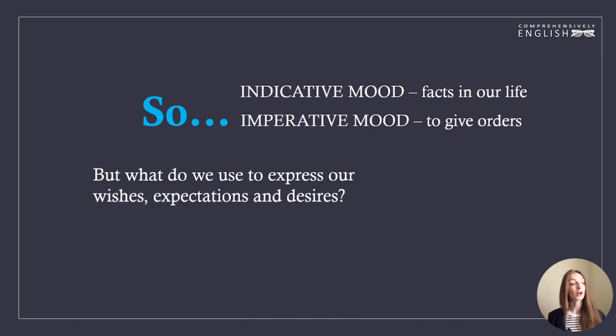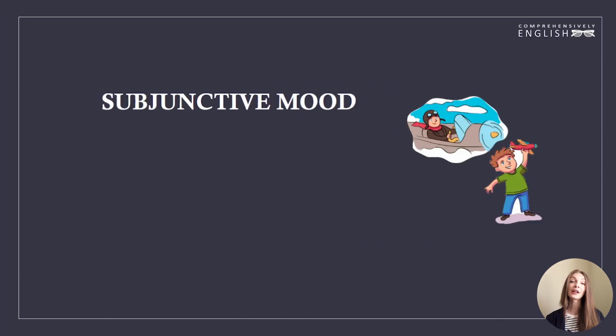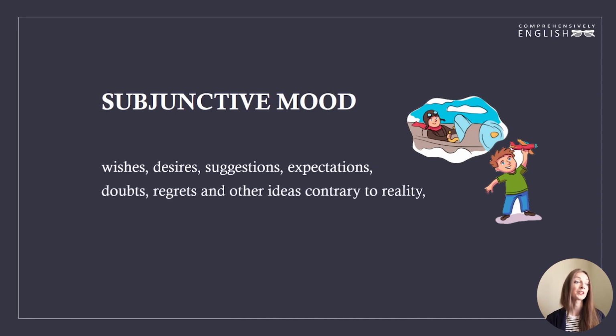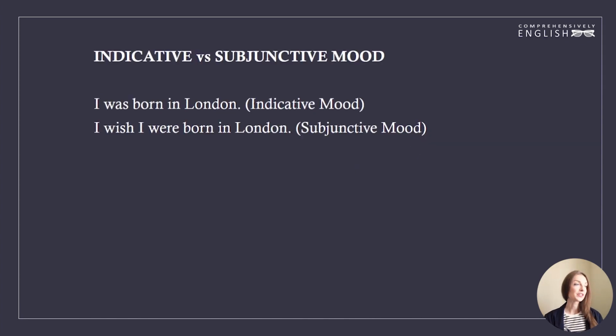But what do we use to express wishes, expectations, and desires? The answer is the subjunctive mood. I think that's a favorite topic of the majority of English students. The subjunctive mood is used to express wishes, desires, suggestions, expectations, doubts, regrets, and other ideas contrary to reality. That is, hypothetical or desired. Let's compare the sentences. I was born in London. It's the indicative mood. I wish I were born in London is a subjunctive mood. I wish I were born, but I was not born in London. I was born in a different city.